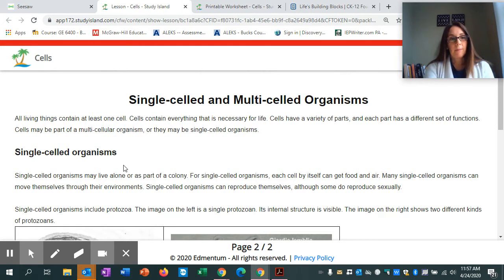Single-celled organisms. Single-celled organisms may live alone or as part of a colony. For single-celled organisms, each cell by itself can get food and air. Many single-celled organisms can move themselves through their environments. Single-celled organisms can reproduce themselves, although some do reproduce sexually.